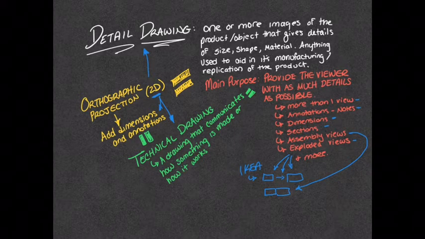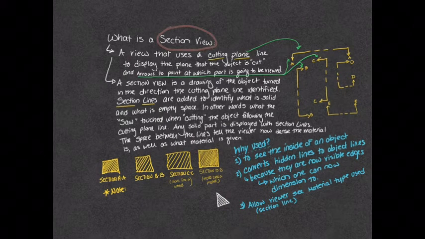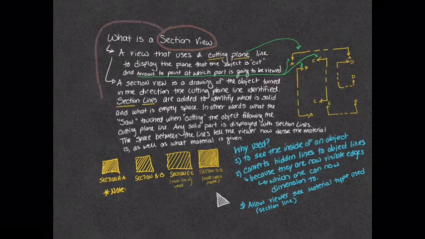We are going to continue in the next phase to go into more detail on our section views so that we can see what's actually happening inside our object. This will help us figure out what it's made of and how it's made. So let's begin with what is a section view. A section view is a view that's going to show the inside of an object. This view is going to consist of cutting plane lines as well as section lines.